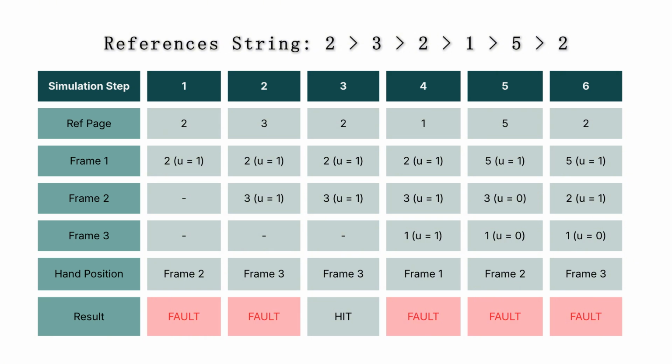The main event happens in step 5, when page 5 arrives. Since memory is full, the clock hand has to spin through all the frames. It clears every use bit from 1 to 0, giving them all a second chance, until it loops back to frame 1. Since frame 1's bit is now 0, page 2 is evicted and replaced by page 5. Finally, in step 6, page 2 comes back. The hand is pointing at frame 2, which has a bit of 0. It gets no second chance, so it's instantly replaced by page 2.